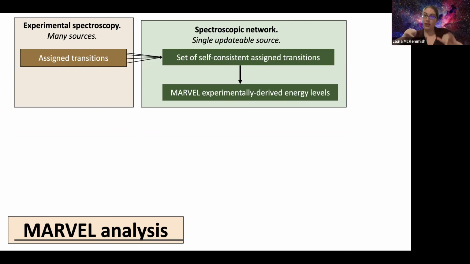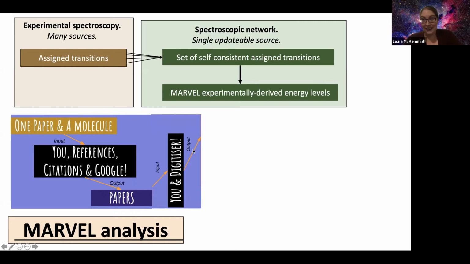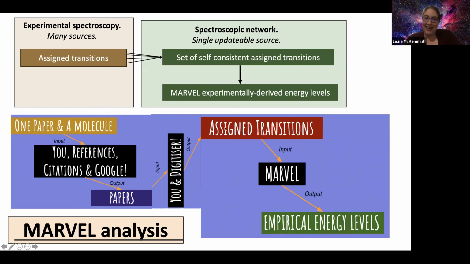And then we can just invert the assigned transitions to give you experimentally derived energy levels. And this is really called a MARVEL analysis. Now, you can do this. We've actually done this with the support of high school students. I say support, not the entire thing, they can't do it all. But one of the big parts of it is finding your papers, finding your molecules, figuring out references, and then you've got to digitize the outdated PDF or whatever it might be. And then you've got a whole bunch of assigned transitions. You put it into MARVEL, which luckily is online. You get empirical energy levels.